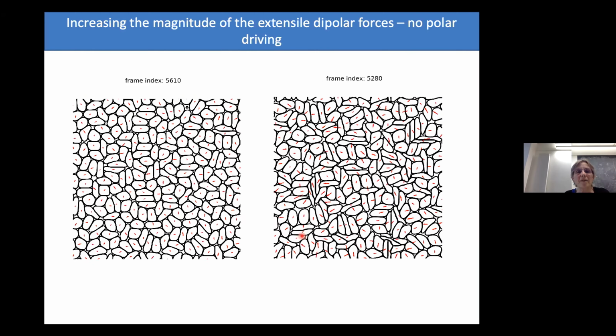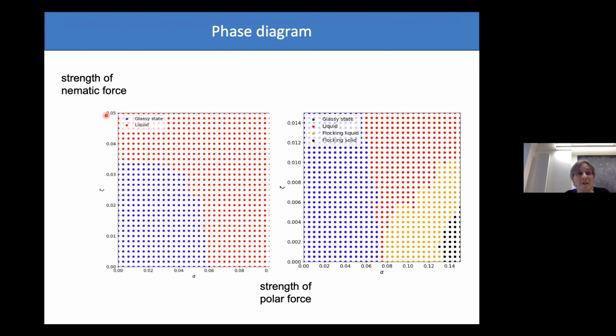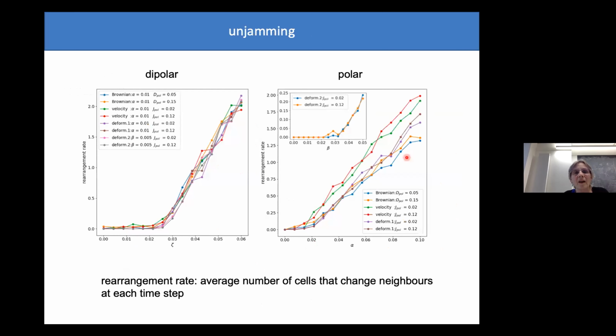So now we can go back to the phase diagram and add this extra axis up here. This is the strength of the dipolar force. This is the strength of the intercellular interactions. Again, they can change you from a glassy state to a liquid. And the other thing they do is destroy the flocking state. So here's the flocking, and they destroy the flocking state. And this is again the rearrangement rate. This is the graph I had before.